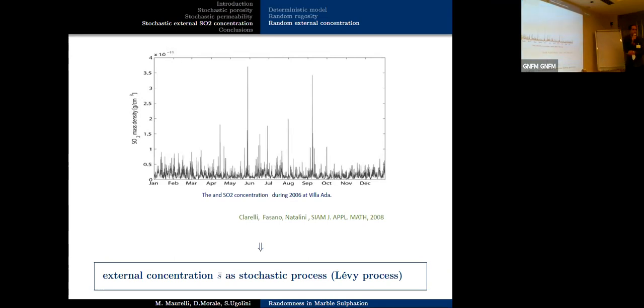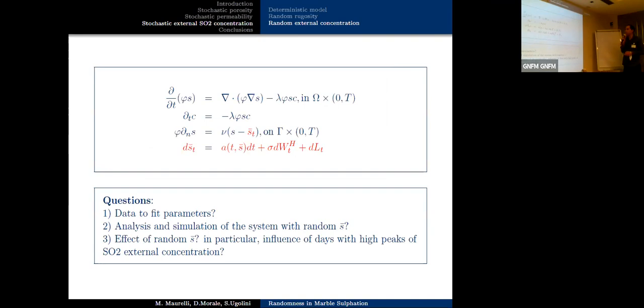And for those of you who are a bit more acquainted with stochastic processes, let me say this process could be a Levy process with a Gaussian component and then a jump. So this is the model that we may try to study, where our external concentration S bar is again a stochastic process, a Levy process. I was discussing yesterday with Roberto Natalini, maybe this is too difficult a model to start. We may start by considering the one-dimensional case.